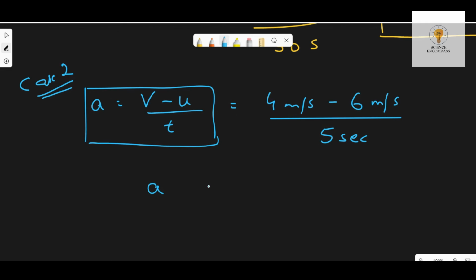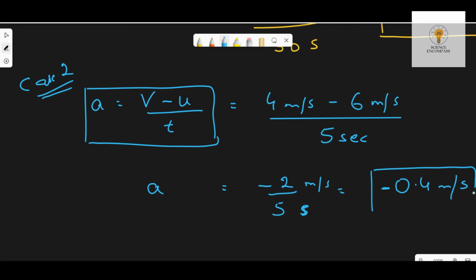Now we have to just calculate this. So acceleration is equal to, what is 4 minus 6? If you know your integers, you will get an answer like minus 2 by 5, right? So let me just put this meters per second, and this is your seconds. Now minus 2 divided by 5 is nothing but 0.4 meters per second squared. But don't forget the minus symbol, so you have to write the minus sign right there. So this is your acceleration for case number 2.